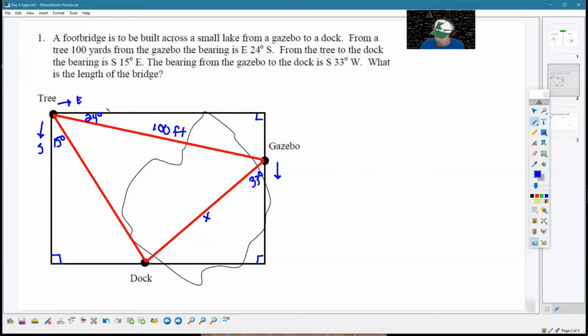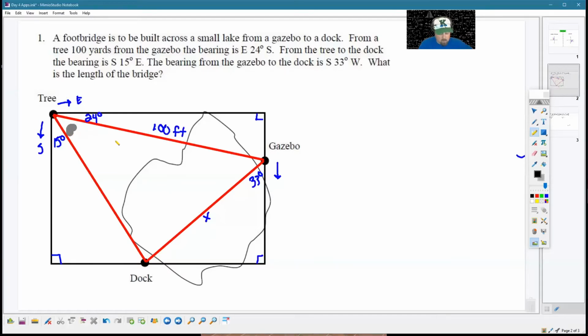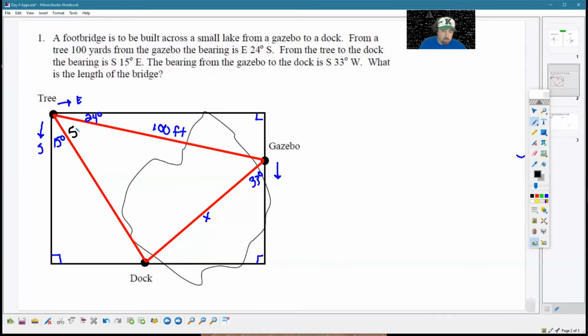So let's see, 24 plus 15 is what? That's 39. So if we take that away from 90, we find out that that angle right there is 51 degrees. I'm going to put that in a different color. Let's use, I don't want to use red, let's use black. So this one right here has to be 51 degrees. Oh no, use the highlighter. So this one's 51 degrees. That's an important angle because that one's inside.